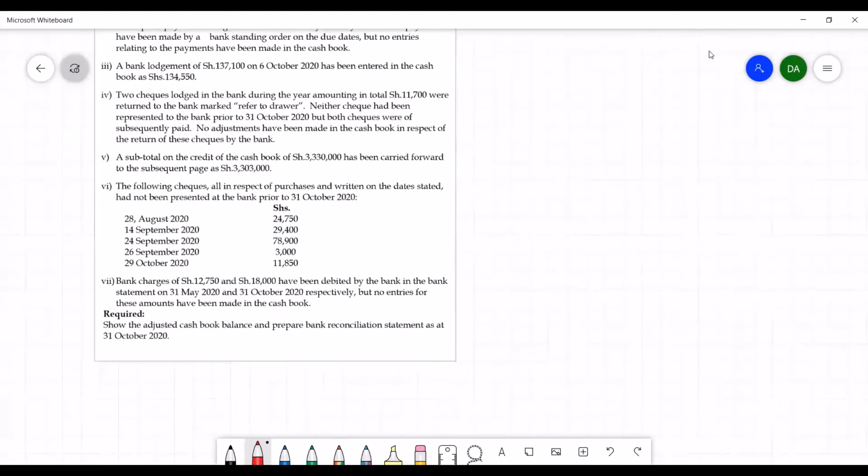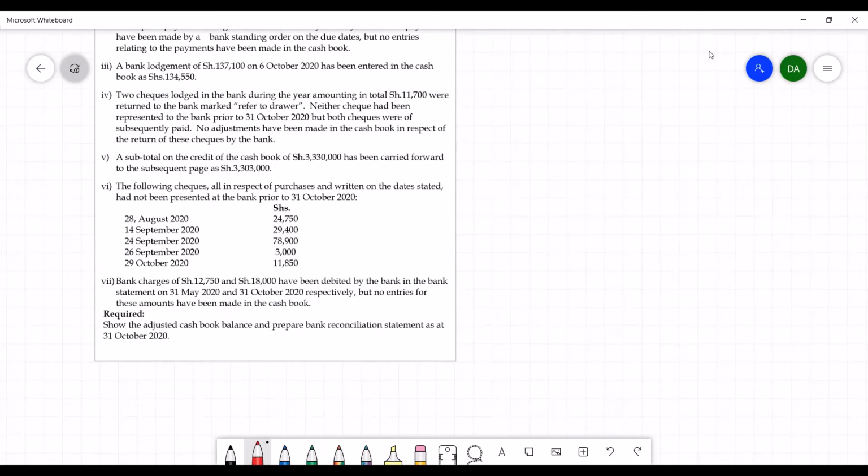The following checks, all in respect of purchases, and written on the dates stated, had been presented at the bank prior to 31st October 2020. Now these are unpresented checks.